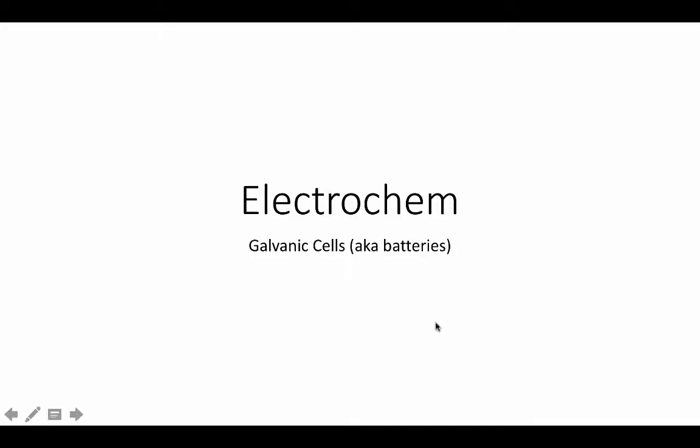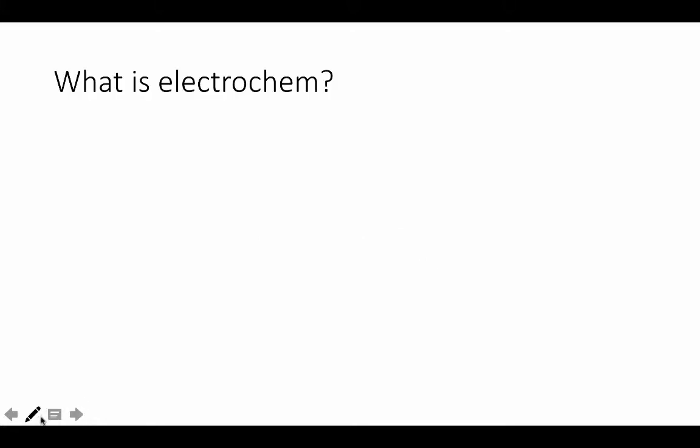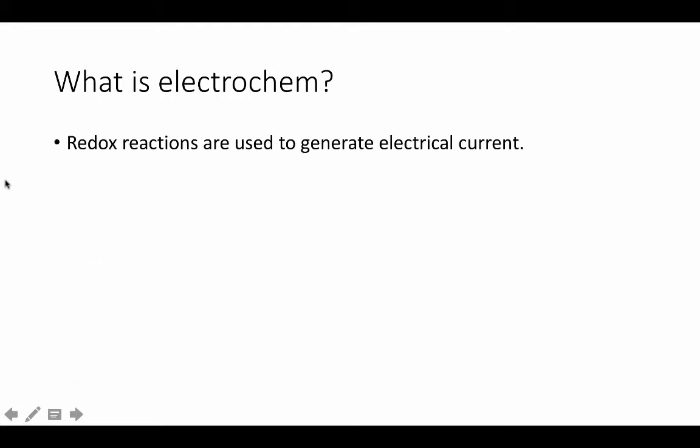Hello, and welcome to my chemistry screencast on galvanic cells, also known as batteries. And this will be covered in the topic of electrochem. So first of all, we're going to start off with what is electrochem. Electrochem is using redox reactions to generate electrical current. Just a reminder, electrical current is the flow of electrons.